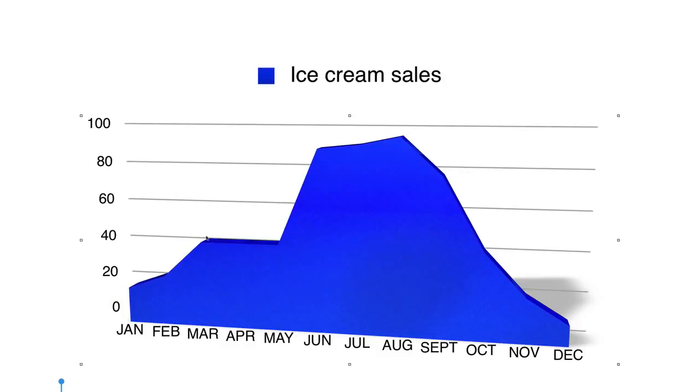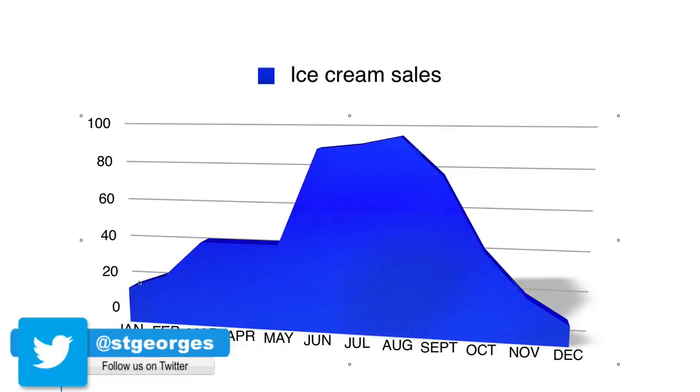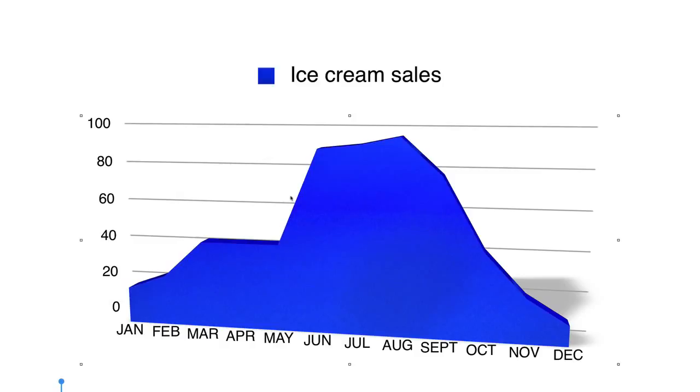So from January to March there was a drastic increase in the number of ice cream sales. May to June, astonishing number. The ice cream sales went up an incredible amount between May and June. The ice cream sales rose significantly between May and June. From June to August, there was a steady increase.